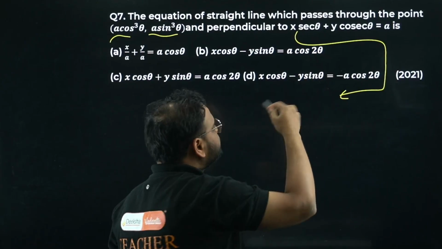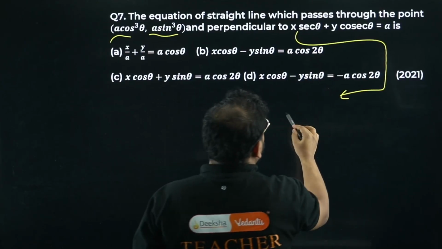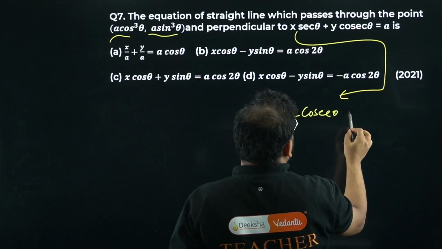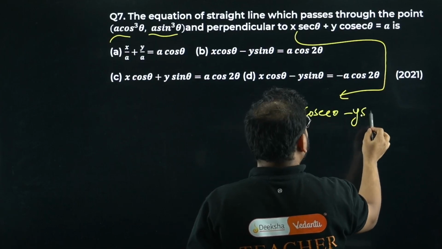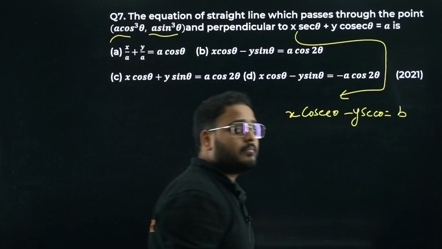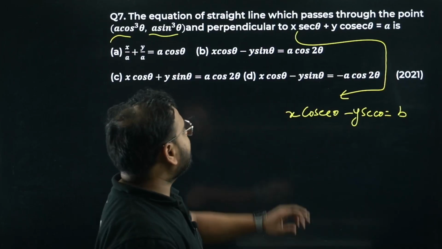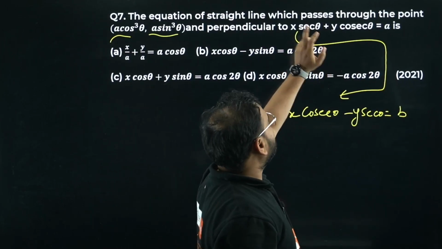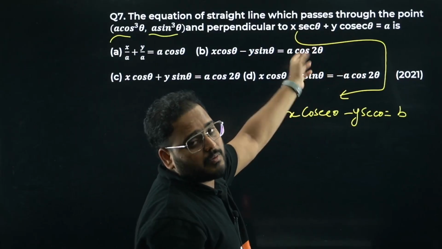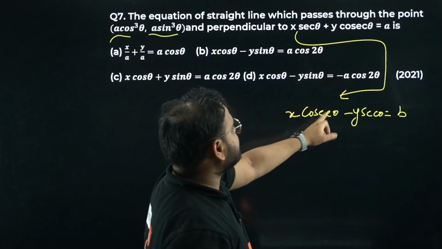How do you find this, sir? Perpendicular means this will come over here, x cosec theta, and it will become minus y sec theta equals to some other constant, let's call it b. You might have a question how. Do one thing, find slope from here. You get slope as minus sec by cosec. It will become minus tan. So it will become simply, slope will be cot in this case.